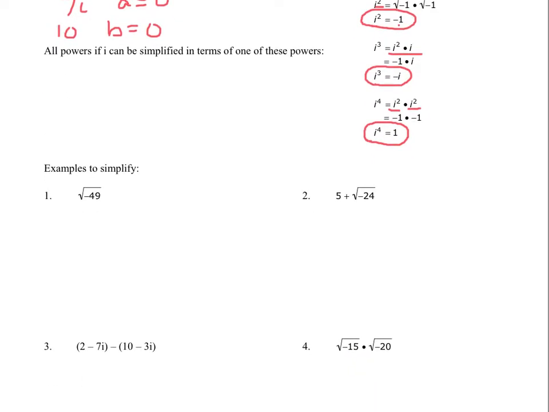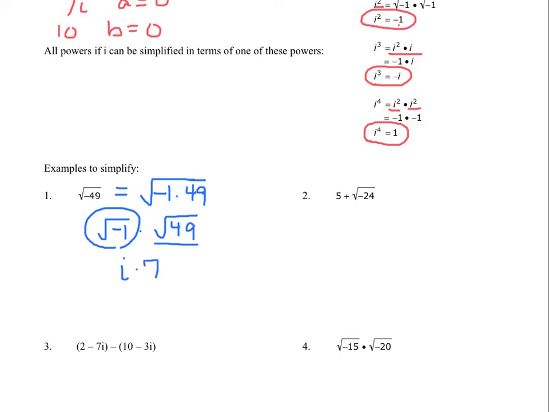Down below we've got some examples where we're going to take some expressions and rewrite them in terms of i. If we're taking the square root of a negative number, we can rewrite it as though we had negative 1 times 49 under the radical. Then using our properties of radicals, we can break that down as two separate radicals multiplying. Here we're using our definition of i: the square root of negative 1 is i, and the square root of 49 is 7. So the radical of negative 49 simply rewrites as 7i.